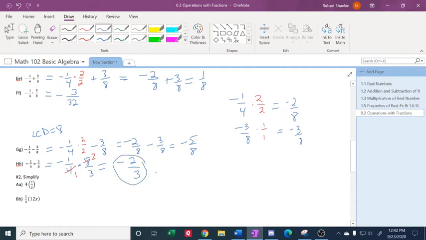And that's my answer here. Okay, now when I'm multiplying a fraction times something that's not a fraction, I have to turn everything into fractions. When you're multiplying, you don't have to get common denominators.